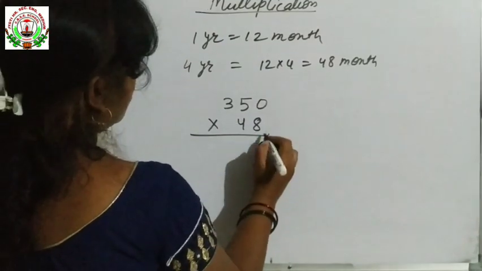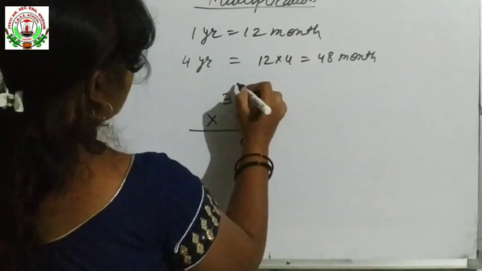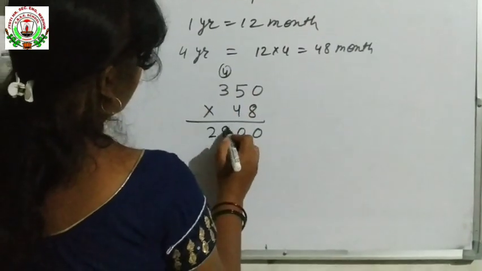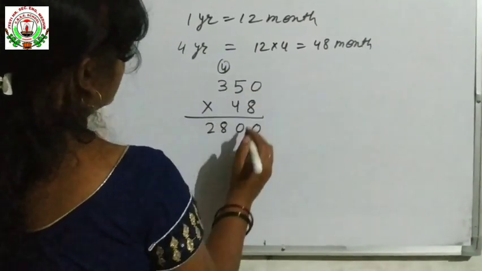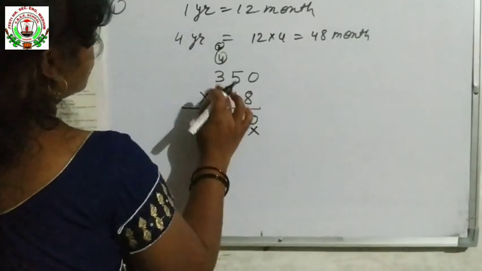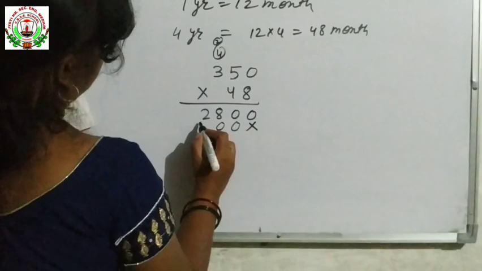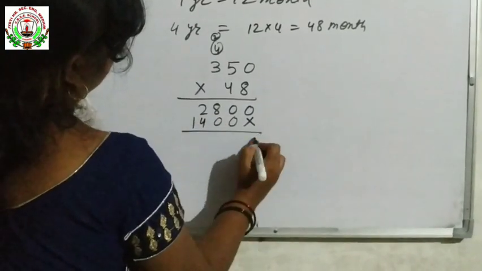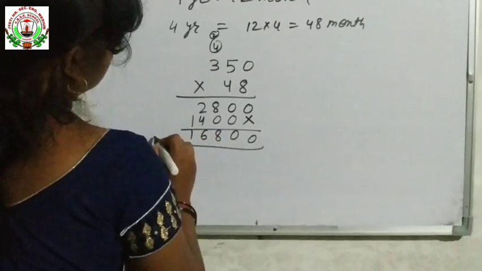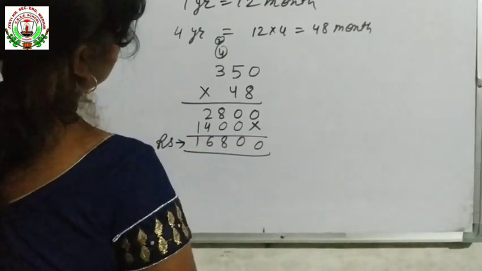8 zeros are 0. 8 5s are 40. 0, 4 carry. 8 3s are 24 plus 4, 28. Put cross. 4 zeros are 0. 4 5s are 20. 0, 2 carry. 4 3s are 12. 12 plus 2 is 14. Add it. 4 plus 2 is 6. So that much amount he will save.